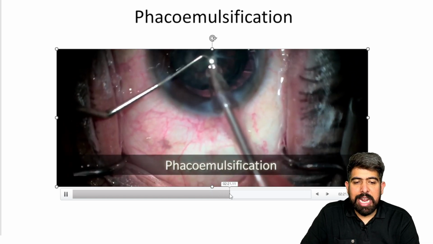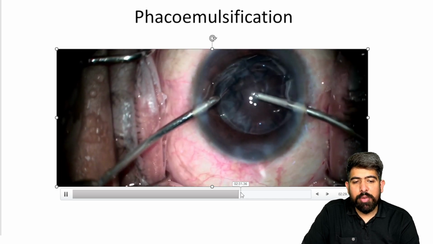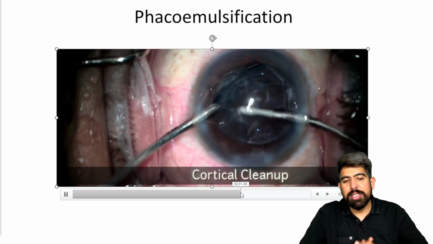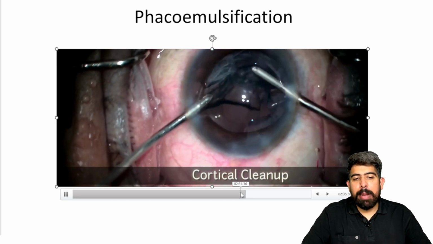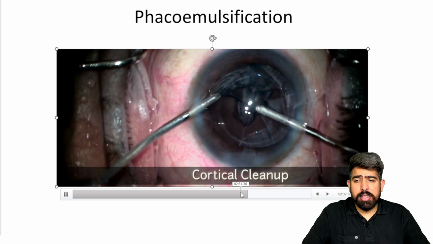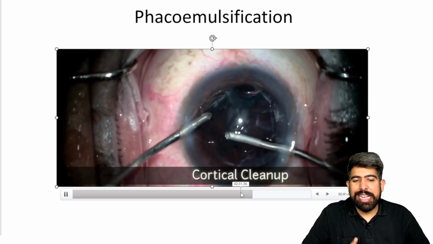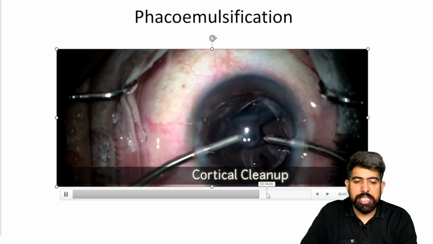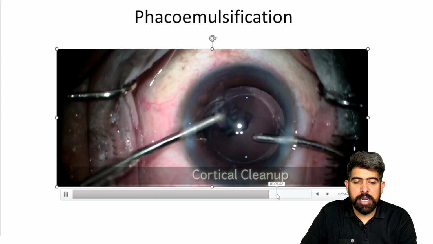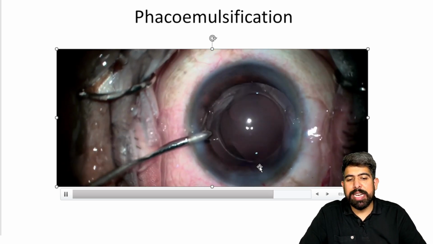What will be left? Just the cortex will be left behind. And for removing the cortex, guys, you already know what we have to do. We have to use irrigation and aspiration. Here the bimanual cannulas will be used, and you can see this one is doing the irrigation, the second is doing the aspiration of this water, right? After irrigation and aspiration, the cortex will be cleaned up. You can see this is the cortical cleaning.